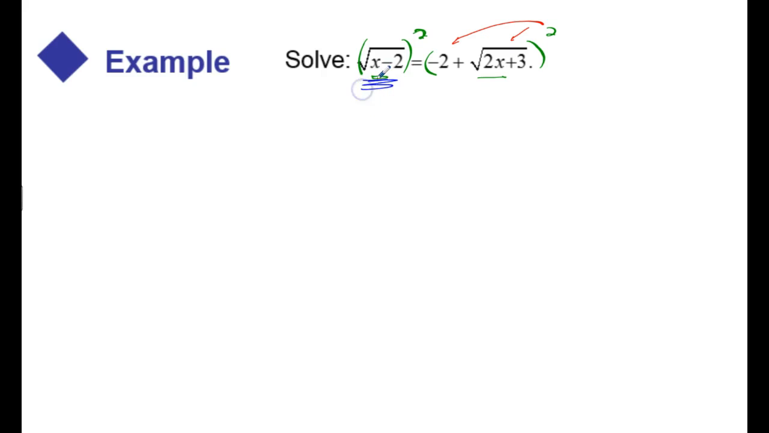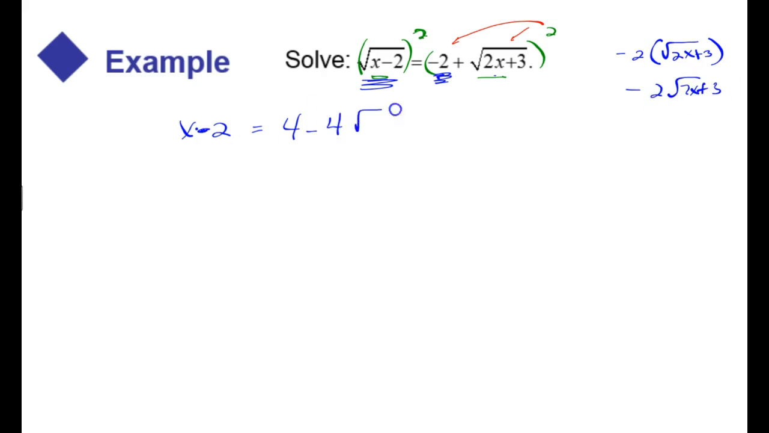The left side's easy. The square root of anything squared is just itself. That's x minus 2. The right side is a little bit more difficult. So let's do that rule again. Square the first. -2 times -2 is positive 4. It's twice the product. Well, the product of -2 and the square root of 2x plus 3 is just -2 square roots of 2x plus 3, and then I got to double that. So it's -4 square roots of 2x plus 3. And then when I square the last, I get something nice, just 2x plus 3.